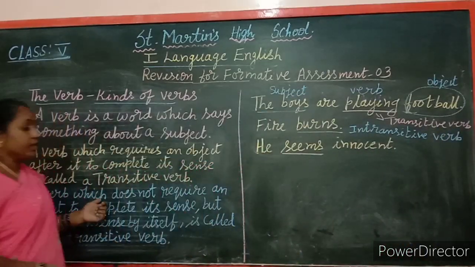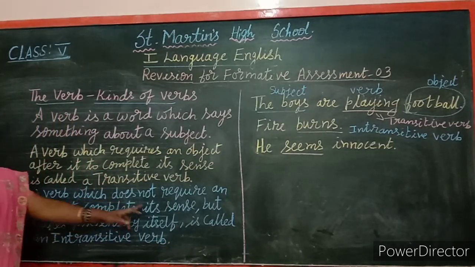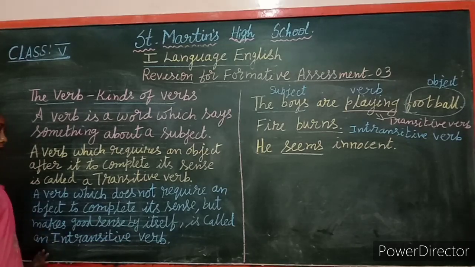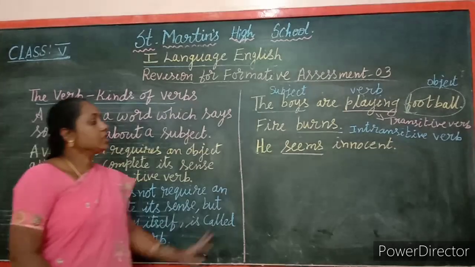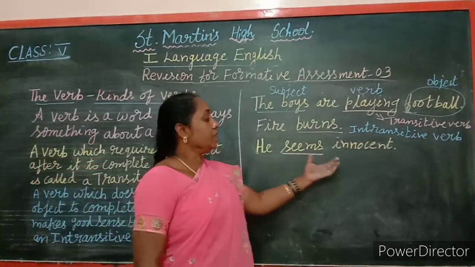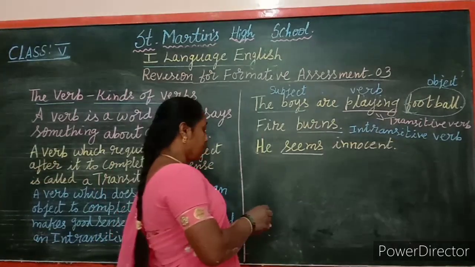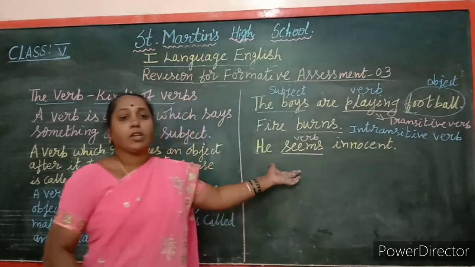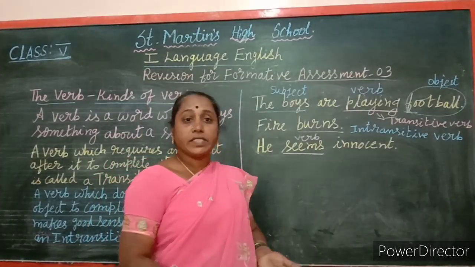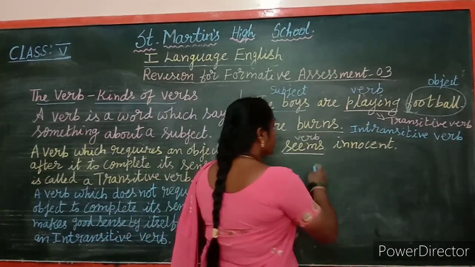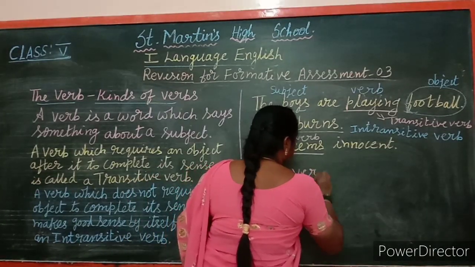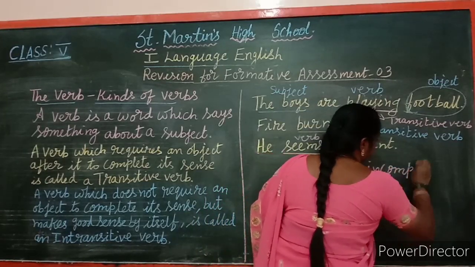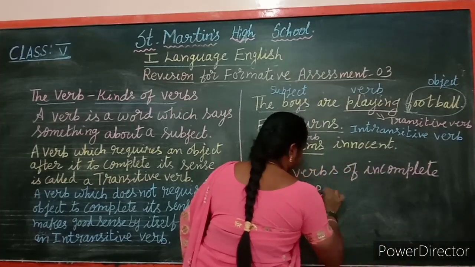So, a verb which does not require an object to complete its sense but makes good sense by itself is called an intransitive verb. Next, come and look at this sentence now. He seems innocent. Here, seems is the verb. If a verb requires a word or a phrase to complete its meaning, you call such verbs as verbs of incomplete predication.